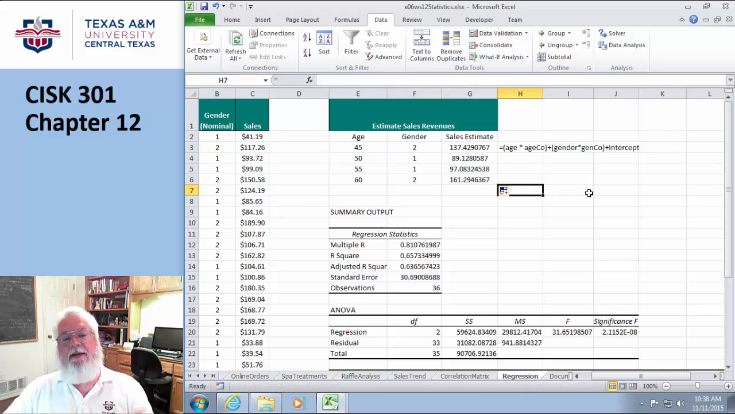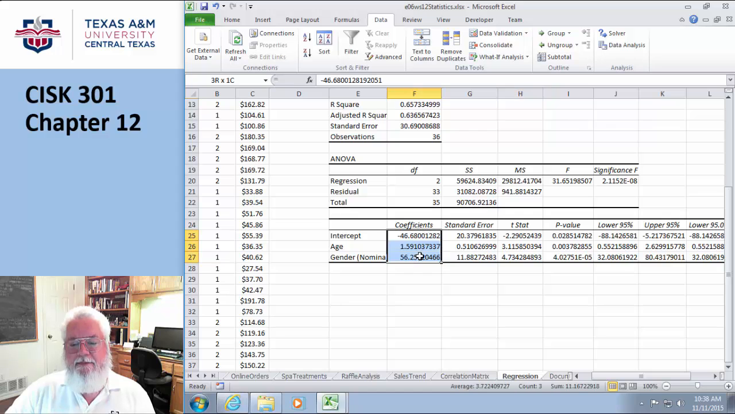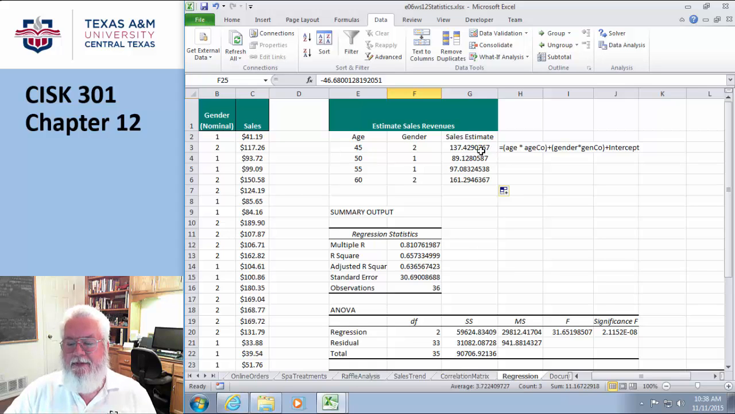So now I have been able to predict the future. I don't remember which one is which. I think this is female. If I have a 60-year-old female, they're going to spend $161. If I have a 50-year-old male, they're going to spend $89. I can predict the future using this formula. Now, admittedly, the regression statistics only gave you these numbers. You had to actually create a formula in order to fill in the values. And that's the formula. In this case, it's the age times the age coefficient plus the gender times the gender coefficient plus the intercept. And it allows you to predict the future.